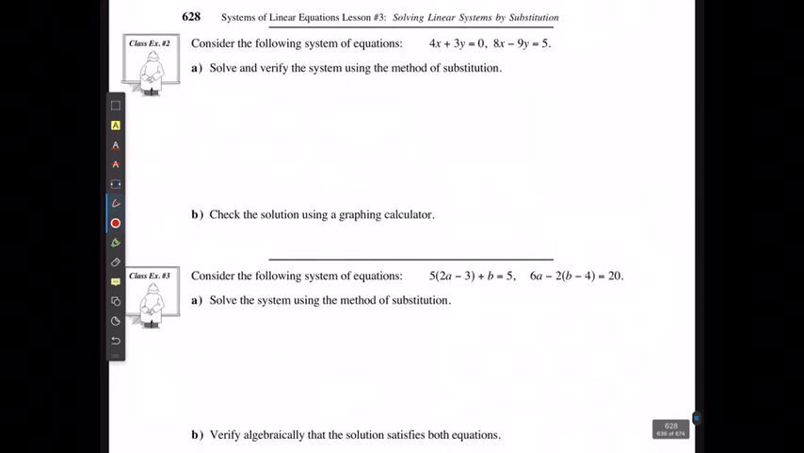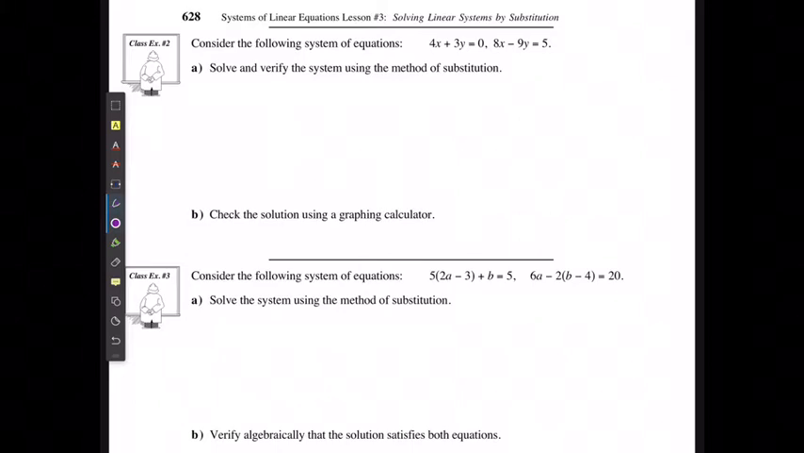Alright, for example 2, consider the following system of equations. 4x plus 3y is equal to 0, and 8x minus 9y is equal to 5. Solve and verify the system using the method of substitution. Well, it doesn't matter which one of these that we isolate.